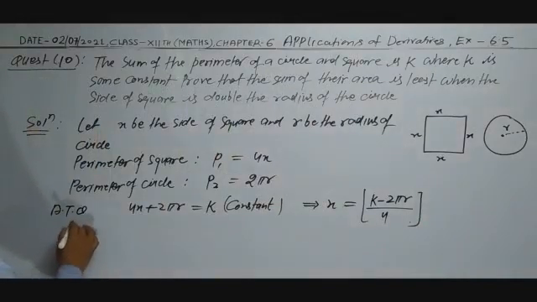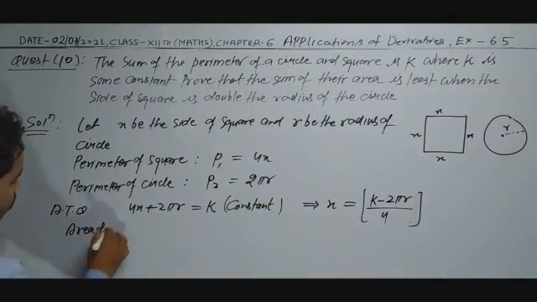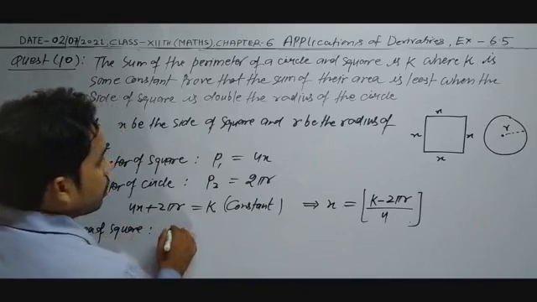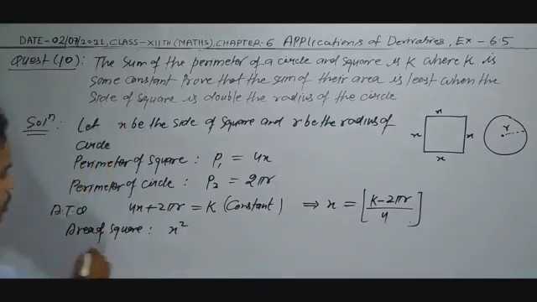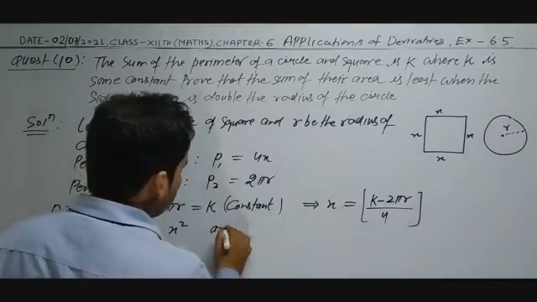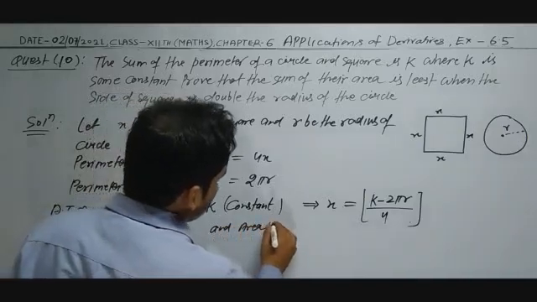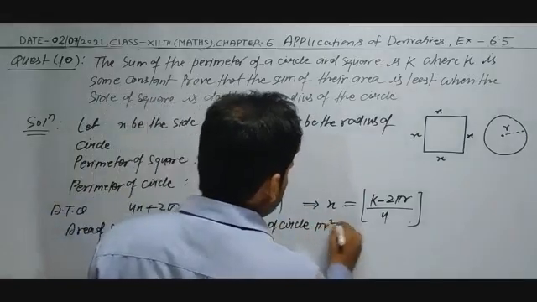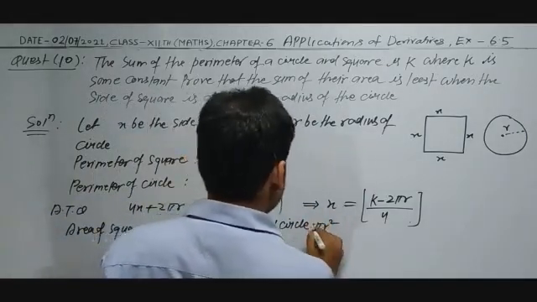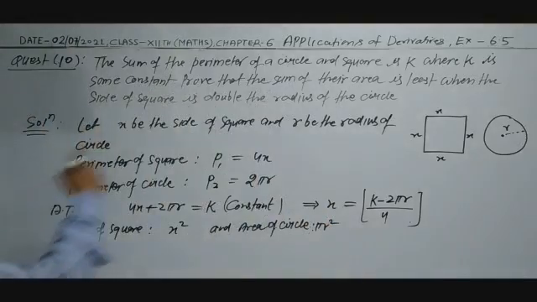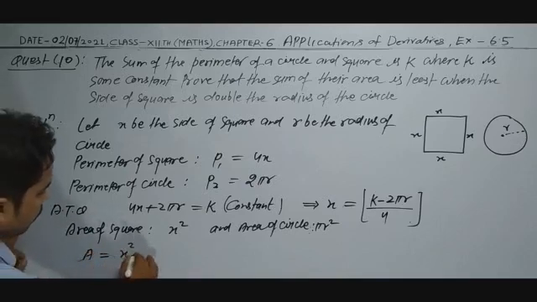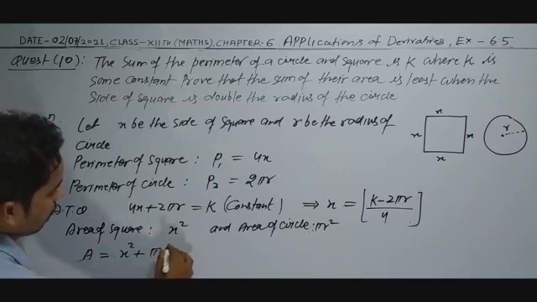So area of square is x square, and area of circle is pi r square. Now suppose capital A be the symbolic representation of the sum of their areas. So sum of area will be x square plus pi r square.